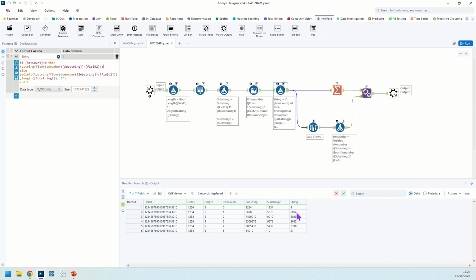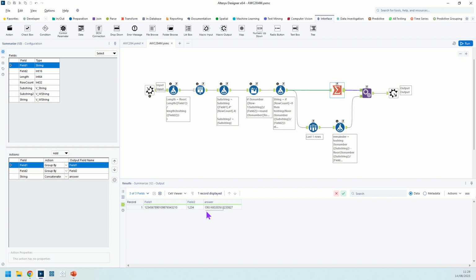Otherwise, we're going to pad left these zeros. How many zeros should we add? That should be based on the length of the original substring, because that's how many placeholders we need to fill in the long division methodology that we're using here. Again, not sure how much sense that makes, but that's what we end up with. And then we just need to bring those all together, concatenating the string, grouping by field one and field two to get our answer field, which we can see is right from the solution post.